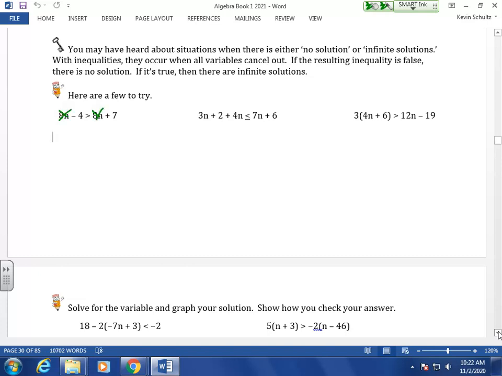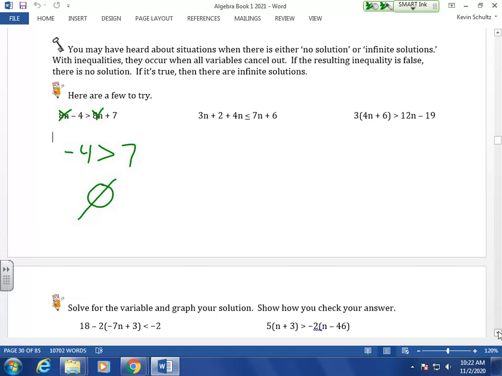So when those variables cancel out, I'm left with -4 is greater than 7. Is -4 greater than 7? No. And so there is no possible value for n that's going to make the inequality true. Just like an equation. The parallels here, I hope that you are seeing them. That's going to make CO15 a lot easier, seeing those parallels.